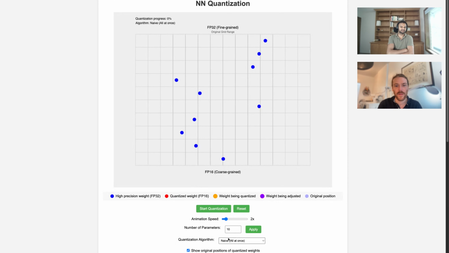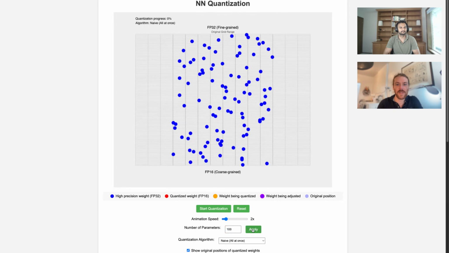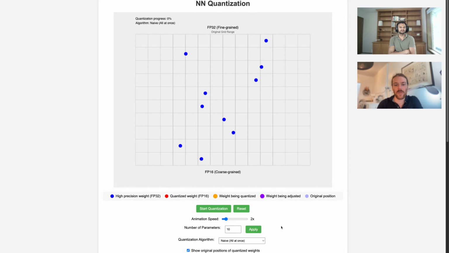Okay, let me make sense of what we're looking at. Is it using the same model but different quantization methods? Or is it just an animation demo of as many parameters as I want? I see. So it's not using actual data, it's not using an actual model. Okay. But let me just show you the naive quantization.